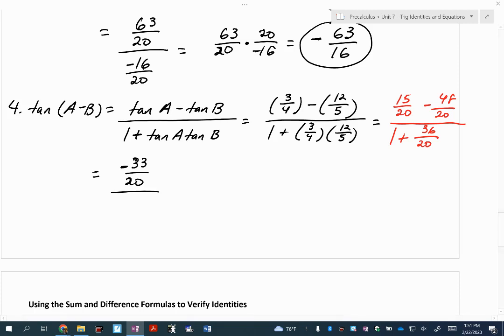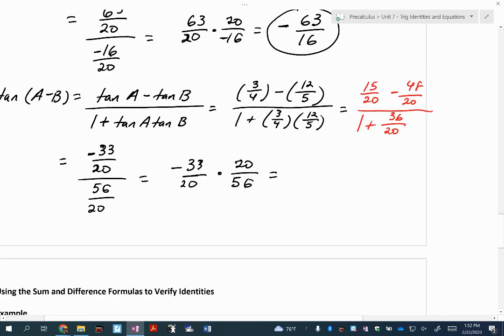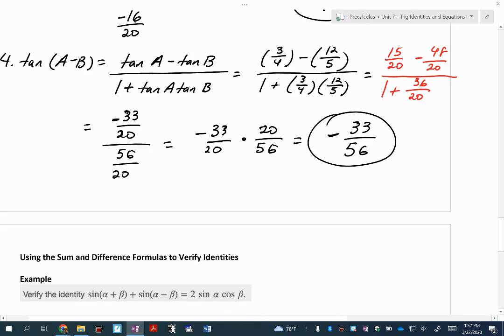If I change that 1 to be 20 over 20, that gives me 56/20. Let's make this look a little nicer. So negative 33/20 times 20 over 56. You'll notice those 20s cross out. And you get negative 33 over 56. All right, so that's it for that page with tangent.